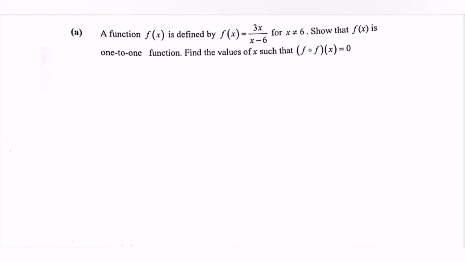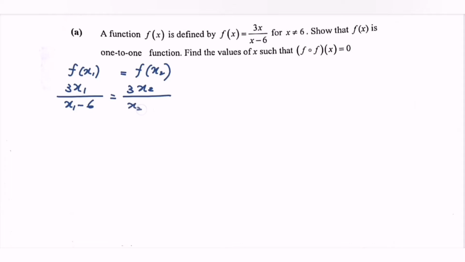Where we have f(x₁) equals f(x₂). So kindly substitute the situation. We have 3x₁ over x₁ minus 6 equals 3x₂ over x₂ minus 6. Kindly cross multiply the situation. So 3x₁ multiplied with x₂ minus 6 equals 3x₂ multiplied with x₁ minus 6.